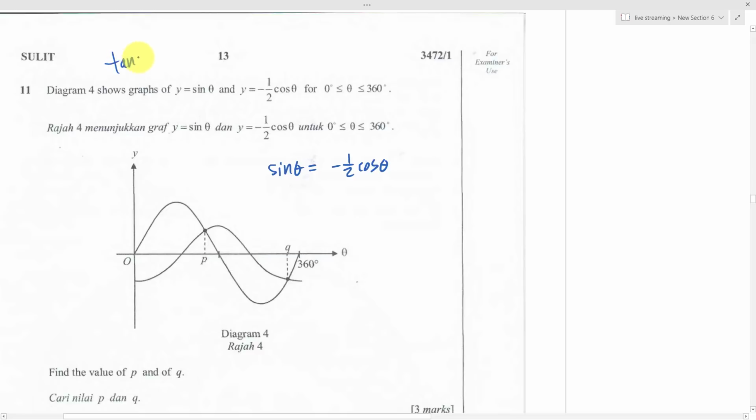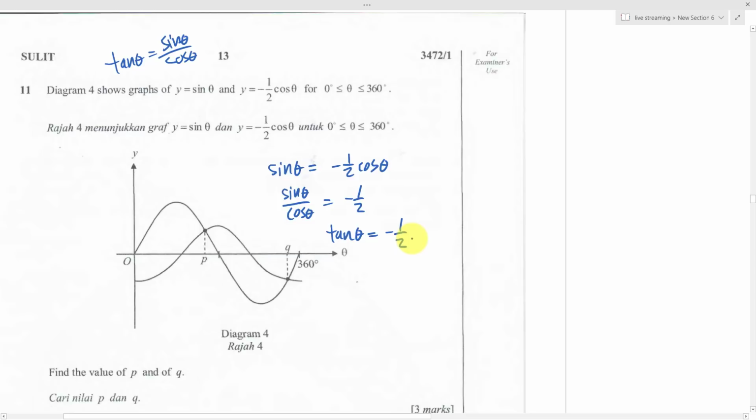Tangent is the only thing that can link sine and cos together, because tangent is sine over cos, isn't it? So when you see sine and cos in one equation, think about tangent. Alright, so I will divide by cos here. So sine theta over cos theta equals negative half, and then tangent theta equals negative half.